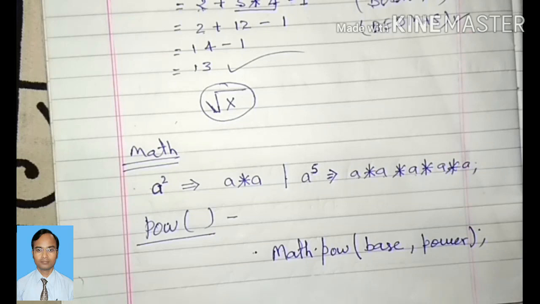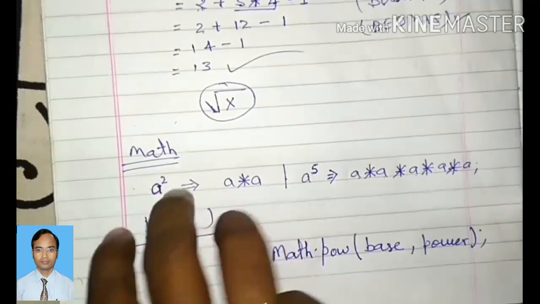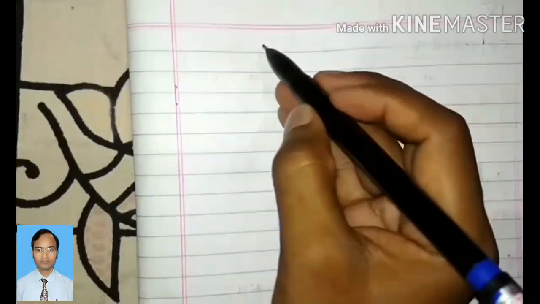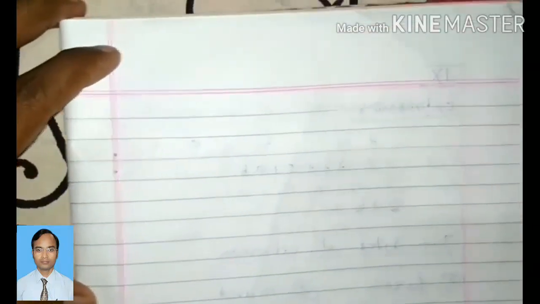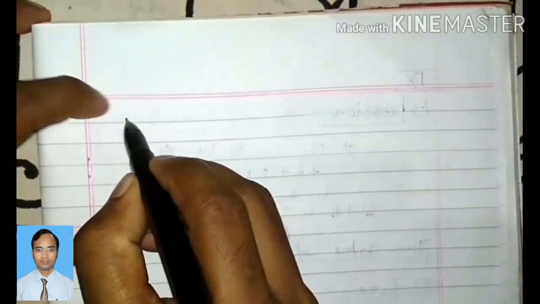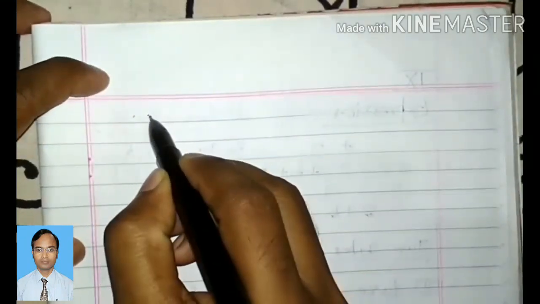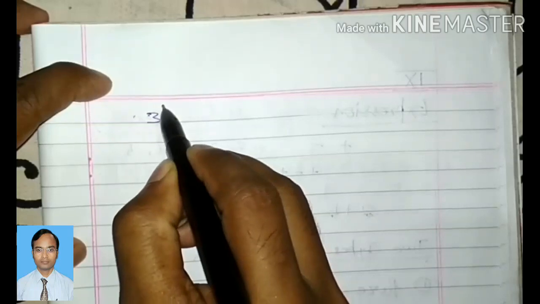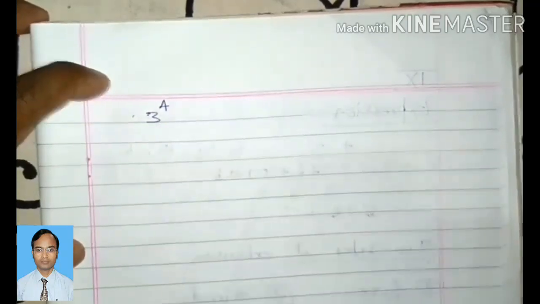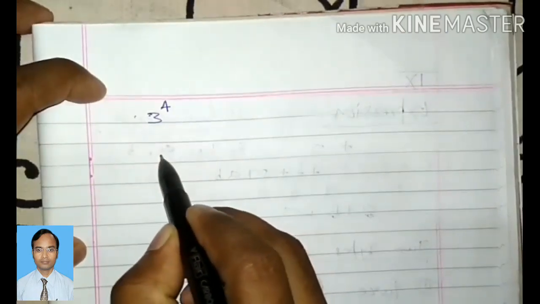Okay, how can you calculate this, or what will be the result? Let me show you. Suppose I want to calculate 3 to the power 4. Then we can calculate it like this.